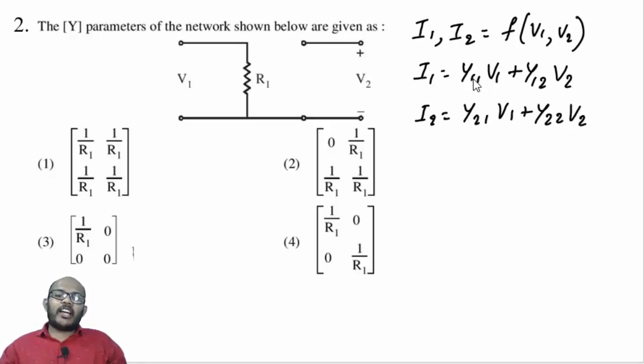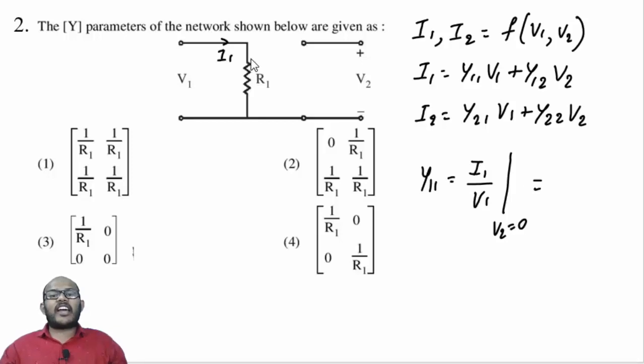Now, in order to calculate Y11, I am going to make V2 as 0. Y11 equals I1 divided by V1 at V2 equals 0. What is current divided by voltage? It is 1 divided by resistance, that is R1. So I got Y11 equals 1 divided by R1. So I can eliminate option 2.